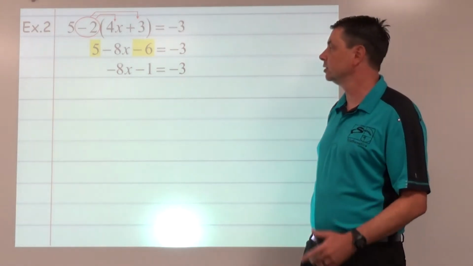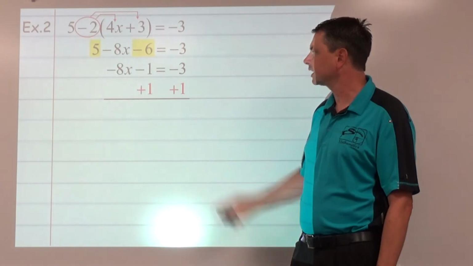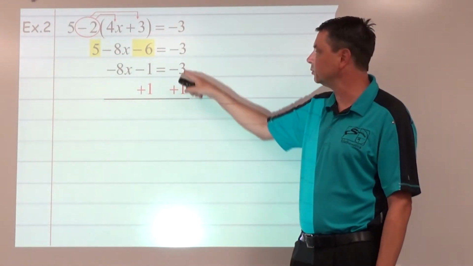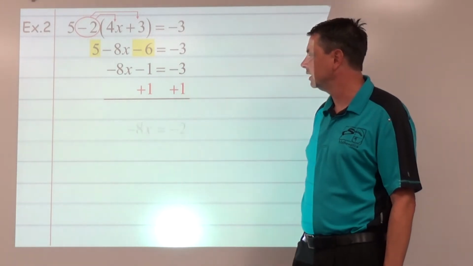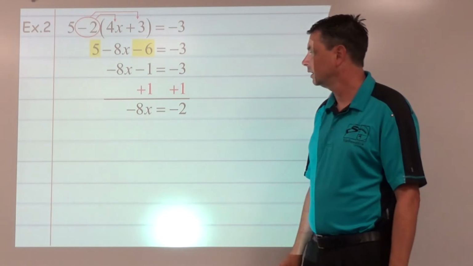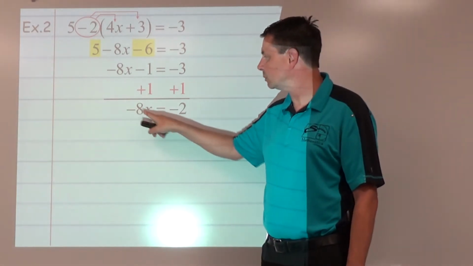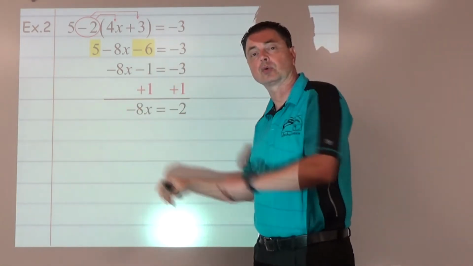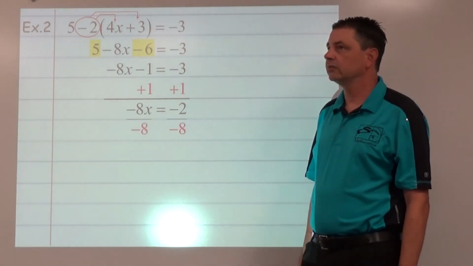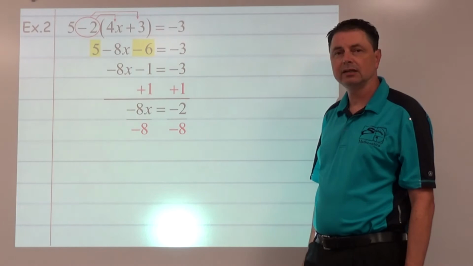We're going to add 1 to both sides. Careful with your signs over here. It's a negative 3 and a positive 1, 3 negatives and 1 positive. It's going to make a total of 2 negatives, or negative 2. And then we're going to want to get the x by itself. Keep focusing on the left where the x is. Get rid of the negative 8 by division. We're going to divide both sides by negative 8.